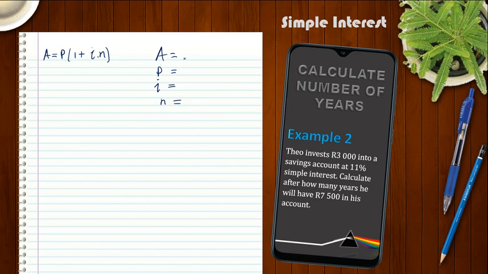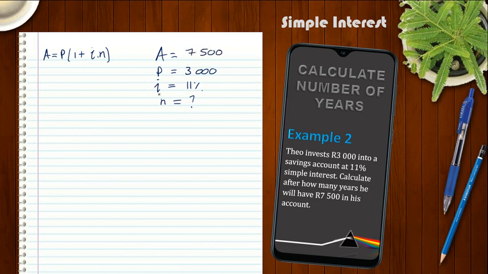So the principal amount, the amount he starts with, is 3,000. Then next, the 11% simple interest, so the interest is 11%. And then after how many years, so that means what is N's value? Only have 7,500. That's the final amount, 7,500.